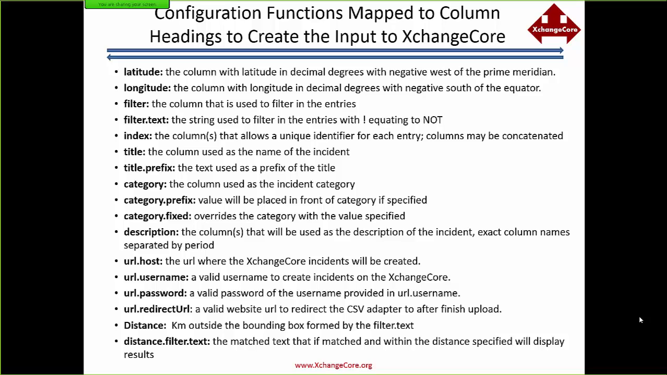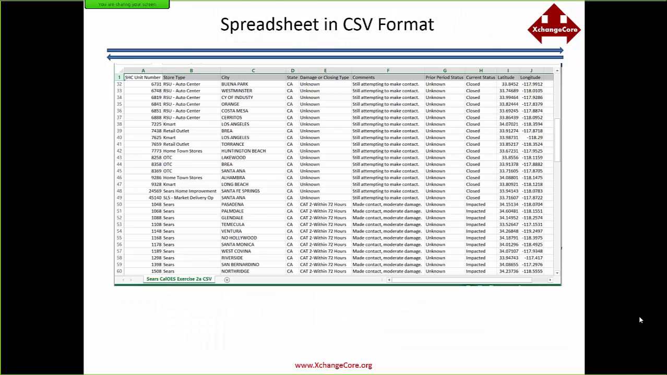But those are the basic functions that exist inside of the connector that you control through this externally defined configuration file. So we start out with a spreadsheet. Here's a spreadsheet of one of our store partners that says, okay, I've got a number there, I've got a store type, I'm telling you the city, I've got some damage in there, I've got some comments, prior period and current period, and latitude and longitude.